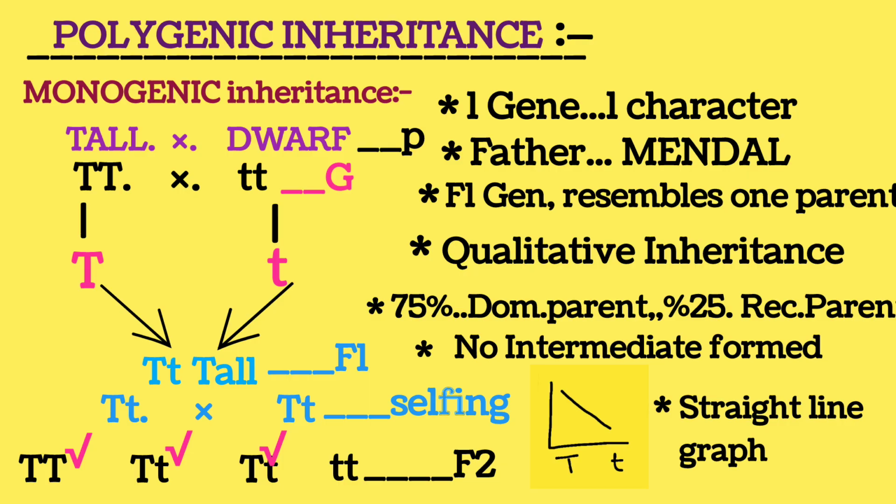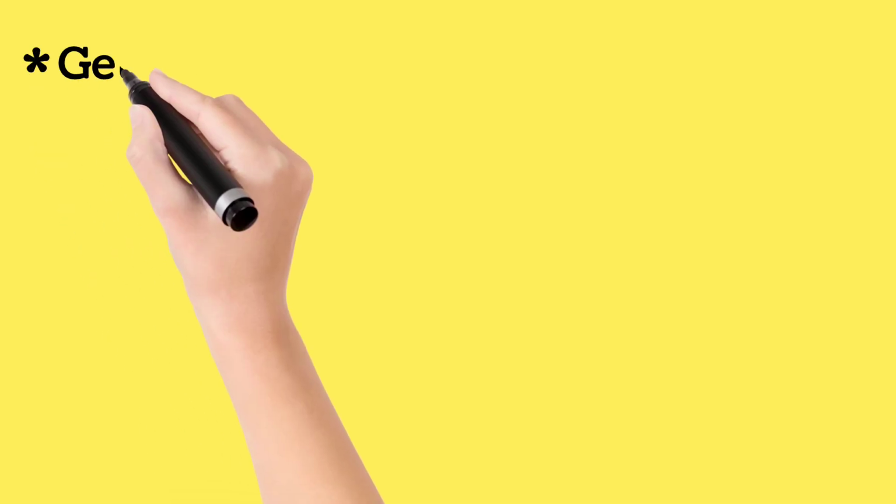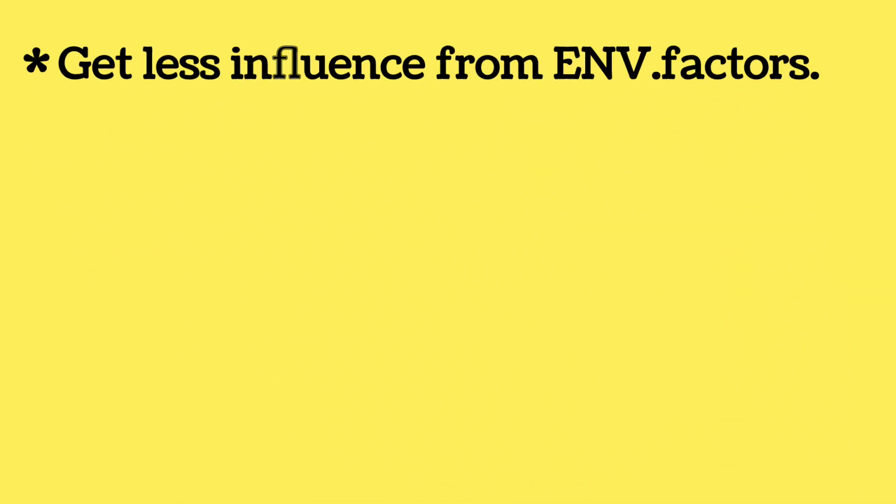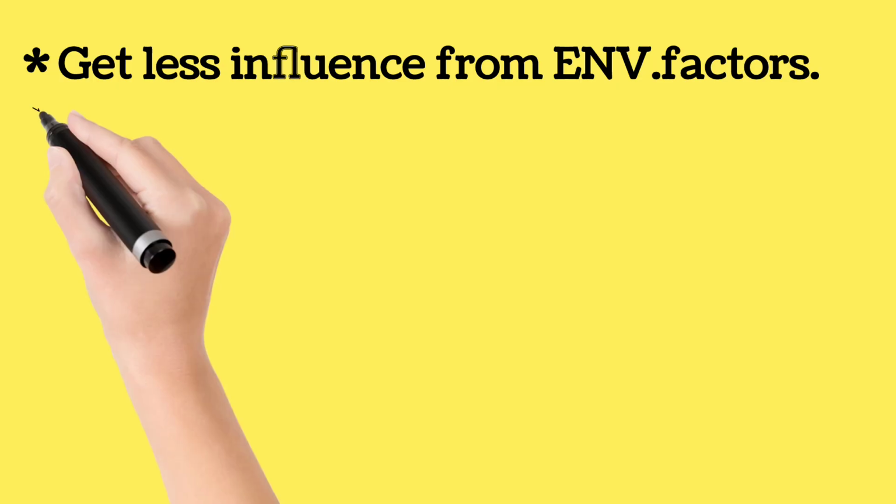a straight line graph. Dear friends, you know in monogenic inheritance only one gene is involved which controls one character. Hence we can write here that environment has very little influence on a single character, single gene. So monogenic inheritance gets less influence from environmental factors.